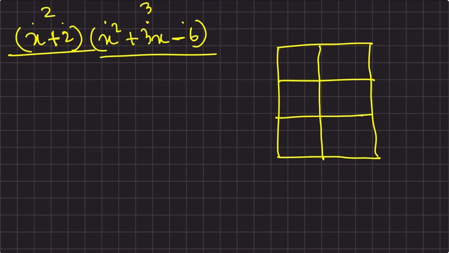Now I'm going to put each term on the side of each cell. A cell is a small rectangle that has been created after we drew those lines. So I'm going to put x right here, and the plus 2 is going to be right next to it. Always remember, the sign before the term always belongs to the term. That's why I put the plus next to the 2, not with the x. And I'm going to put the x squared plus 3x minus 6 on this side as well.